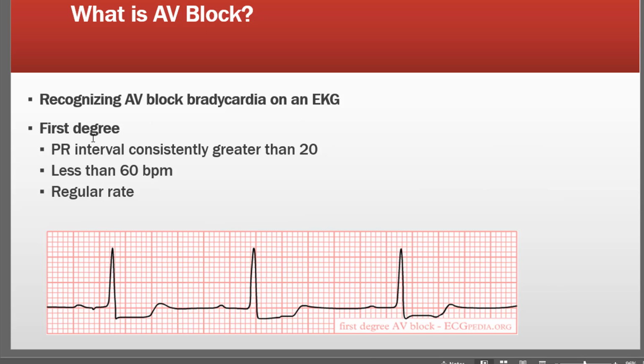Okay, so this is a first degree. You have a PR interval that is consistently greater than 0.20. So P, okay, so there's where the P starts. There's a 5 block out, so that would be 0.20. So yeah, that's like 0.24, so definitely something going on. You've got a long time between the P and the QRS. There's also usually with this a regular rate that's less than 60.